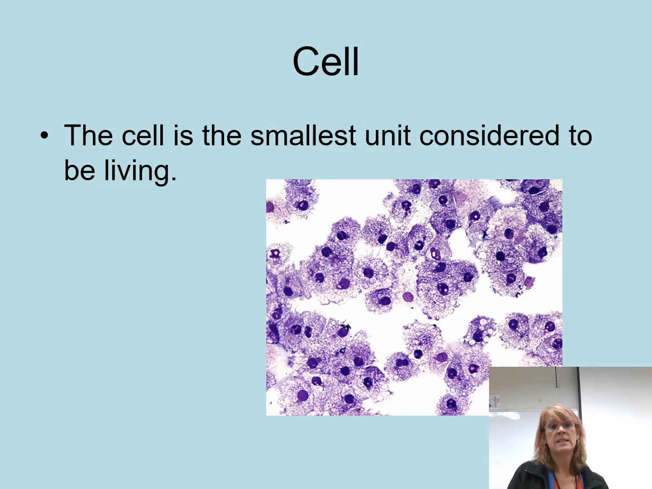For example, to be a cell, you have to have something called a plasma membrane. Well, viruses don't have one. To be a cell, you have to have cytoplasm. Viruses don't have that. To be a cell, you have to have ribosomes. Viruses don't have that. And the parts of the cells are called organelles, and that is going to be in a different video.